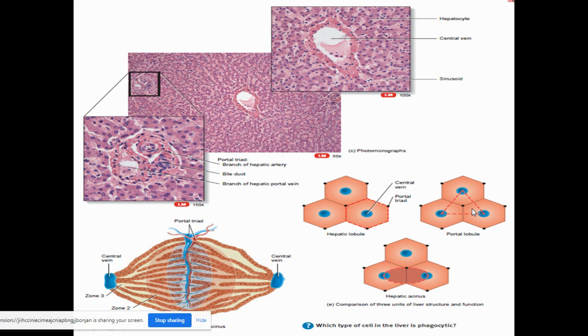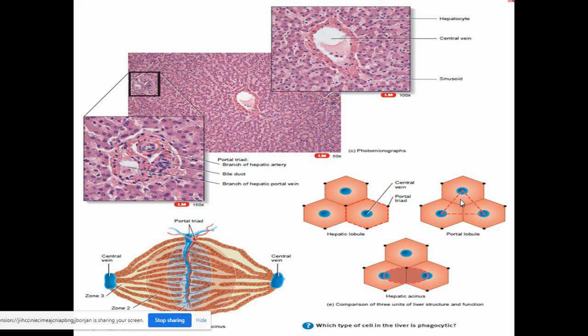The next one is the portal lobule. This is more to describe the exocrine function of the liver. What is the secretion of the liver? Bile. Bile is the secretion of the liver. So here, accordingly, the bile duct, you can see, the triad is present in the center. So this is the portal lobule, the red colored ones. Here you can see a triangle connecting all three central veins. When you connect all three central veins, in the center you have the portal triad.